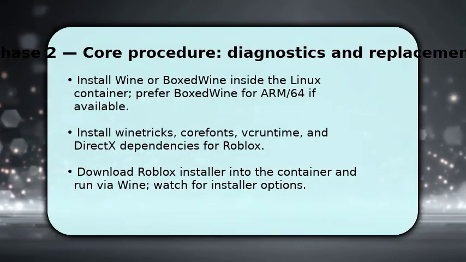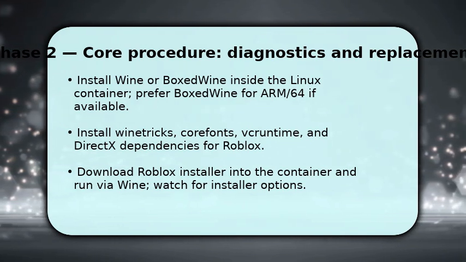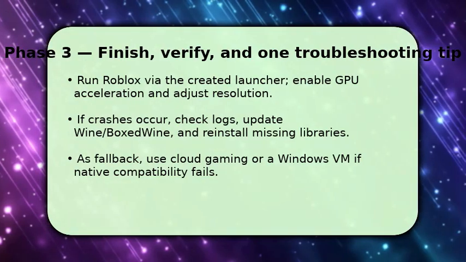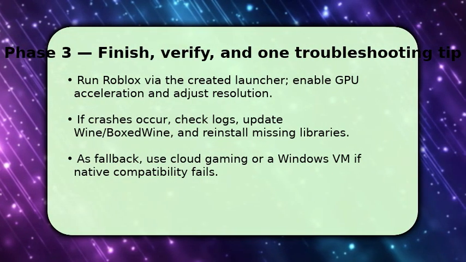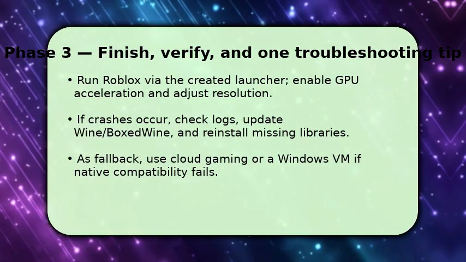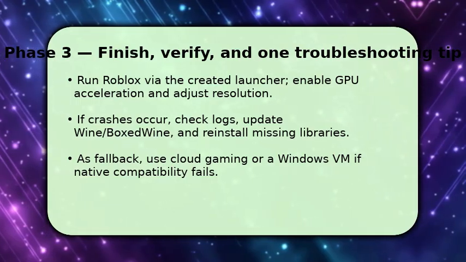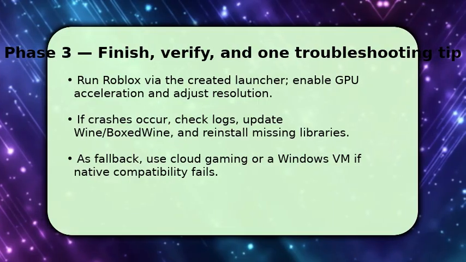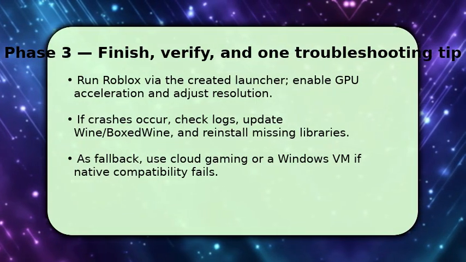After those finish, download the Roblox installer into the container and run it with Wine, monitoring the terminal for prompts and errors. Finish by launching Roblox from the Wine/Boxed Wine created shortcut and enable GPU acceleration and a sensible resolution for your device. If the game crashes or won't start, inspect the terminal logs for missing DLLs or graphics errors, update Wine or Boxed Wine, and reinstall any indicated libraries with Winetricks.